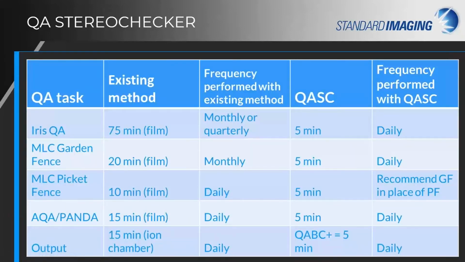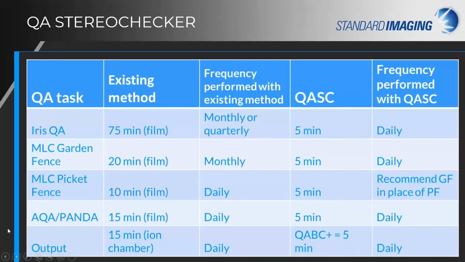Since performing QA with film can be an arduous and expensive task, not every possible QA test is done on a daily basis. But honestly, confidence in stereotactic treatments gained through rigorous QA is very important. And if there's a way to perform more QA tests more frequently in less time, then physicists deserve that opportunity, which is provided by the QA StereoChecker.